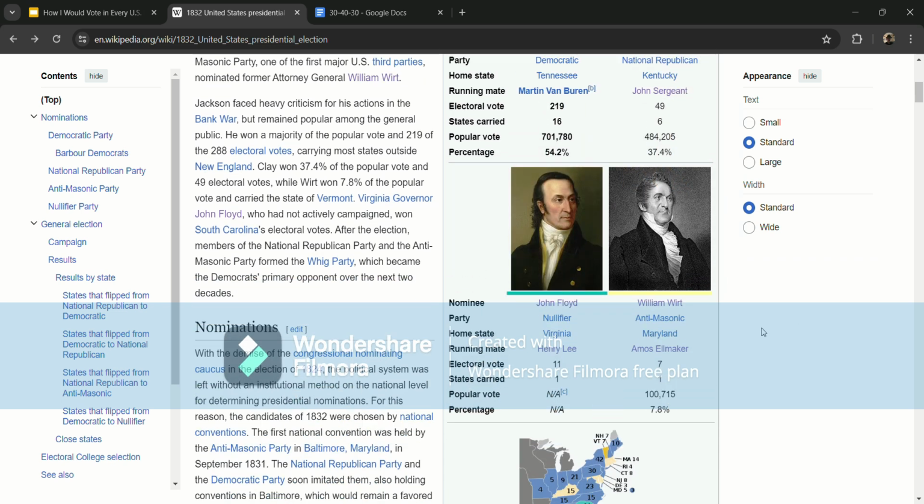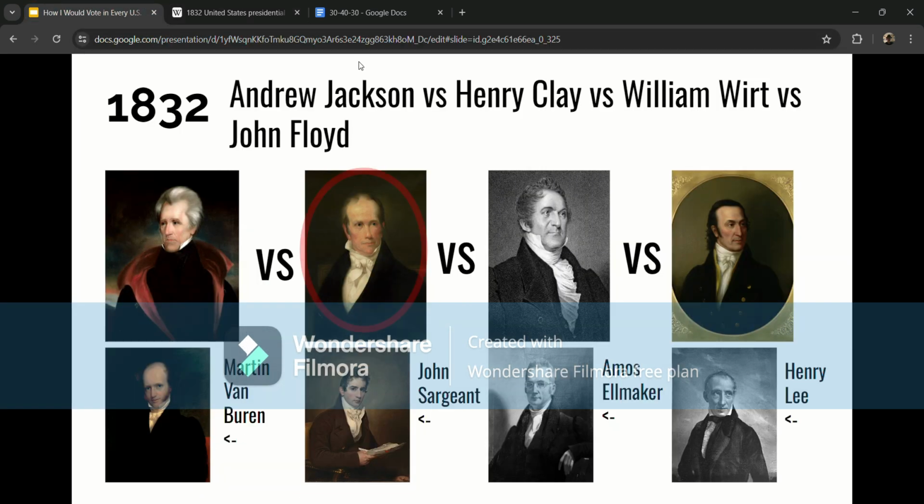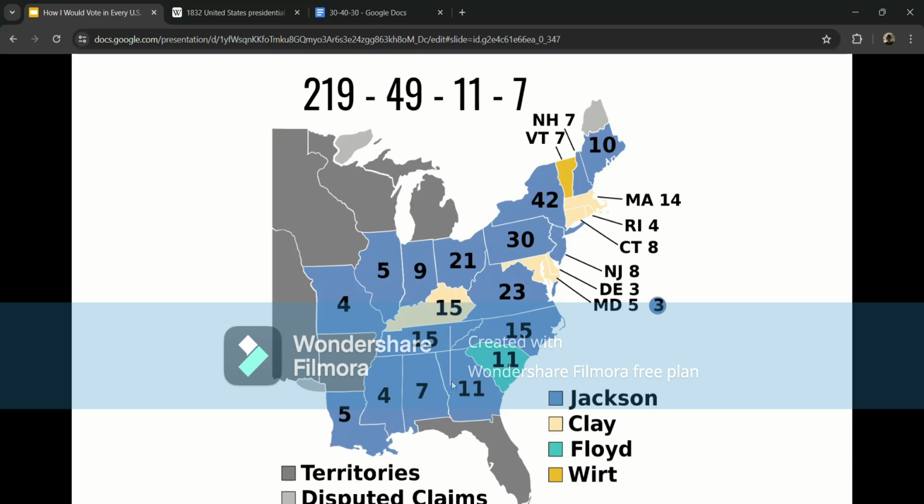William Wirt, I get his appeal. I think he would definitely have made a decent president, but my vote here would have gone to Henry Clay and his running mate John Sargent. Again, experience-wise, he wins hands down. And I just kind of feel like when it comes to major parties versus third parties, I often want to vote for the person who has the best chance to win. And in my eyes, it would have been Henry Clay in this election. And of course, since it was a four-way race, you couldn't see the map. So here's a closer-up view of the map, even though I showed it on the Wikipedia page.